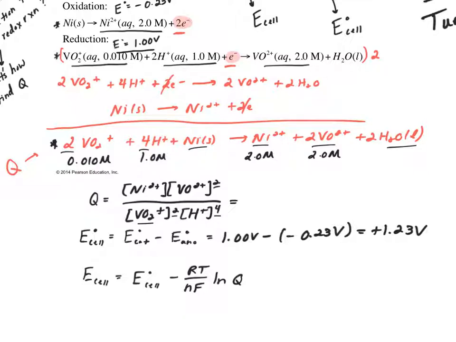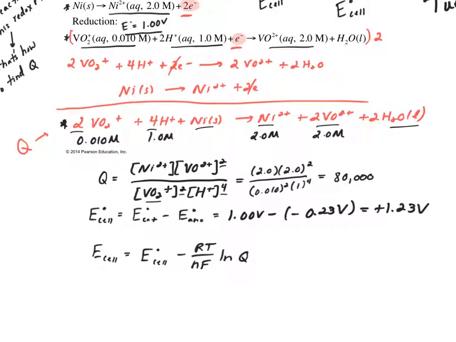It's all right. Okay, so once we have that written, now we can go ahead and plug in our values for Q. So we've got 2 for nickel. We've got 2 for VO, but that's squared. Now this is over VO2, which is 0.01. That's squared. And then 1 for protons, which is raised to the 4th power. So when you multiply all of that together, you get 80,000. So 80,000 is what Q is.